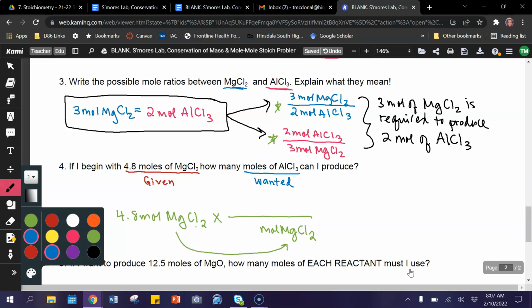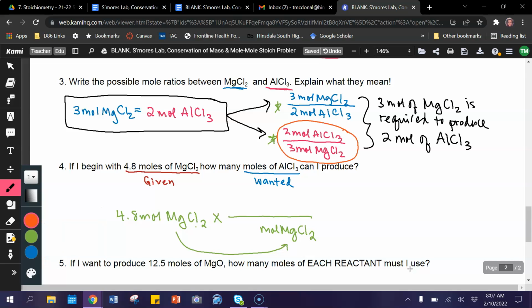And that ends up to be this formula here. So we are going to write 3 moles of magnesium chloride on the bottom so that we can cancel moles of magnesium chloride. And then on the top, we're going to write 2 moles of what's wanted, aluminum chloride. So this is what's wanted, and this is what's given.